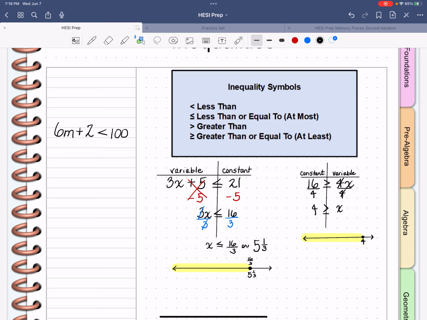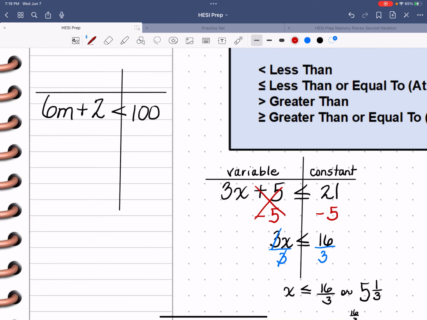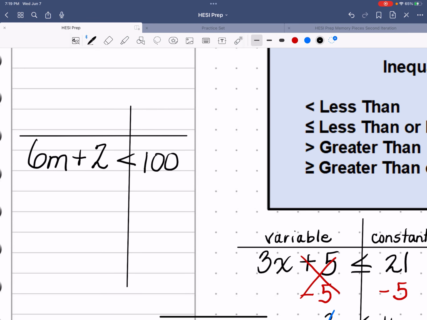So draw the t-chart. We're going to minus 2 from both sides. Actually, I'm sorry, I'm jumping the gun. Here's the variable. Here's the constant. The 2's on the wrong team. So let's move that 2 over the line. You have to do the opposite. So you're left with 6 m's, the inequality, and a 98.